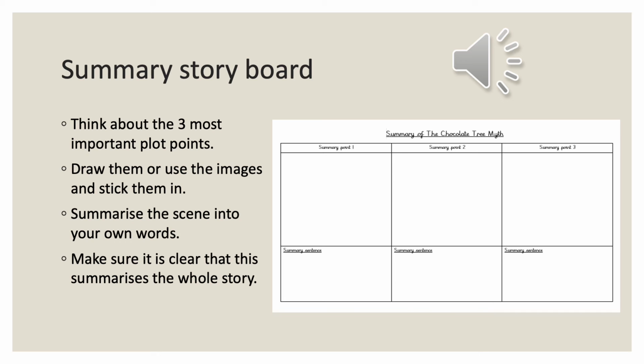Is it Kulkan saying he's going to give the Mayan people the chocolate tree? Is it the gods reacting to that? Is it the night jaguar thinking that this is not a good idea? So pick out the 3 most important points, and you're going to draw an image into summary point 1, summary point 2, summary point 3.